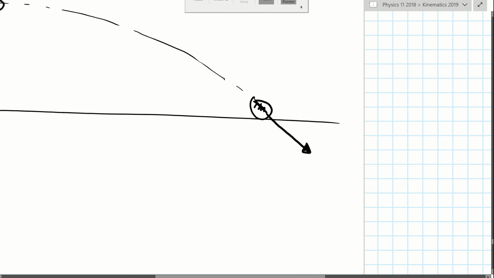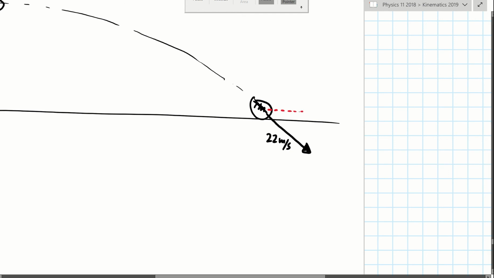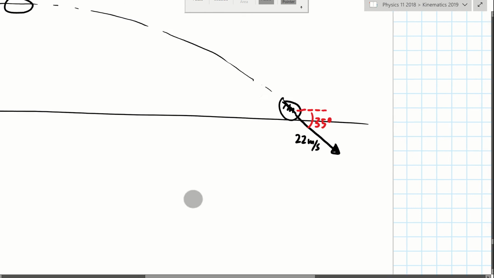But remember, we are catching the object at the same height that we release it. Therefore, the speed will be exactly the same, 22 meters per second. What is the only thing that's different? The angle will be going to the other side, which is 35 degrees below horizontal instead of above horizontal. All right, so that's the situation.